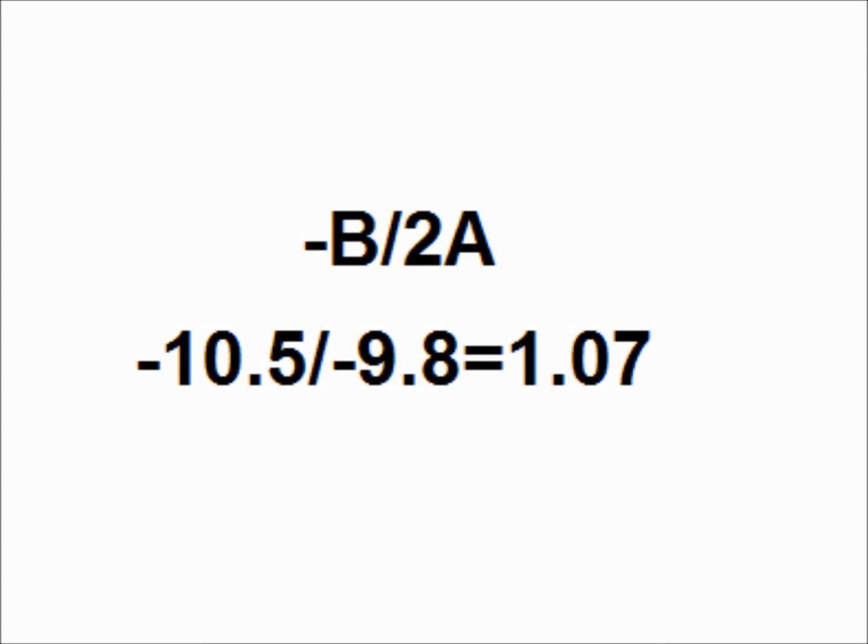To discover the highest point Mighty Girl will reach, the vertex of the graph, we need to first find its x-coordinate, the center of the graph, using the negative b over 2a equation. Negative b is negative 10.5, and 2a is negative 9.8. After we solve this, we will arrive at 1.07. This is the x-coordinate of our vertex, and the time, in seconds, that Mighty Girl will take to reach the highest point.